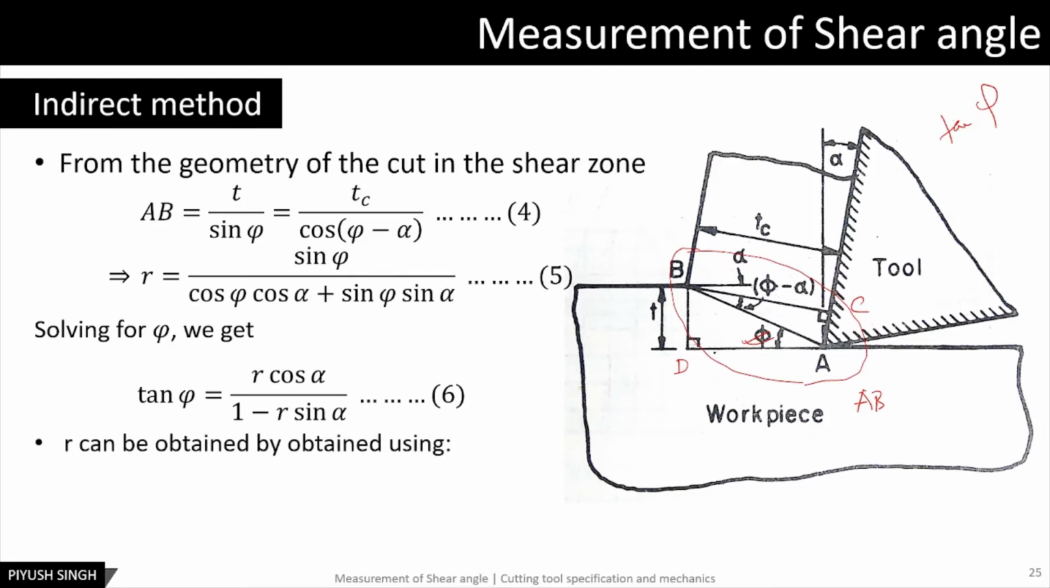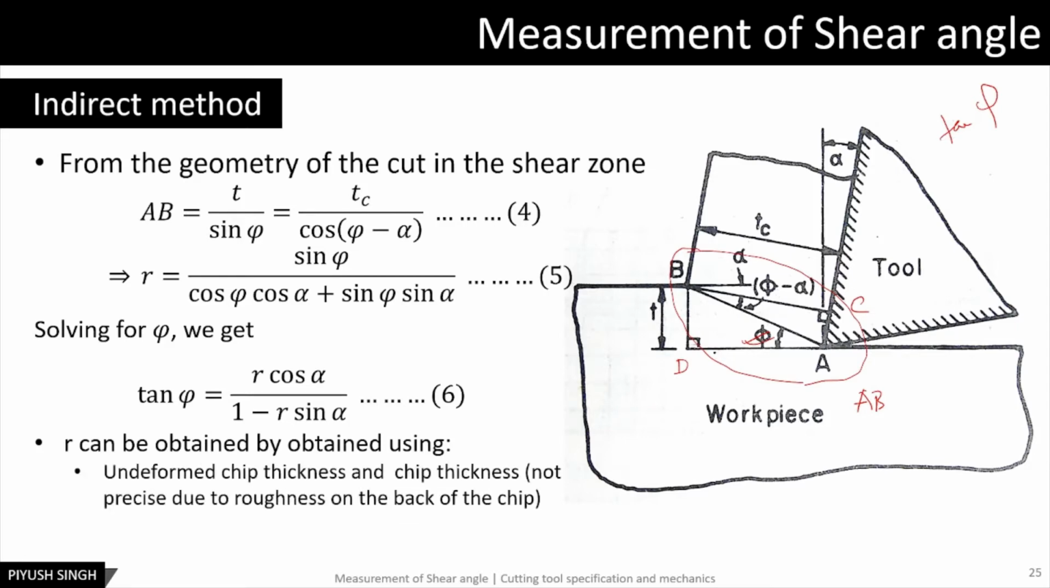Now this value of r can be obtained in two ways. The first one is using the undeformed chip thickness and the chip thickness, but this is not very precise. Why is it not very precise? Because the chips that are produced will have a very rough surface, so it becomes very difficult to measure the actual chip thickness.